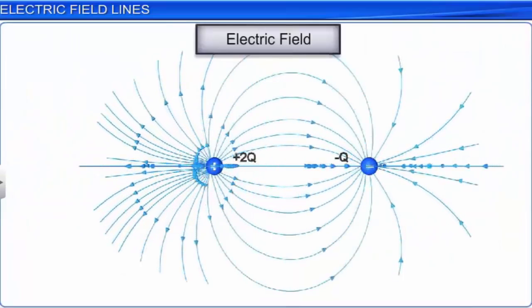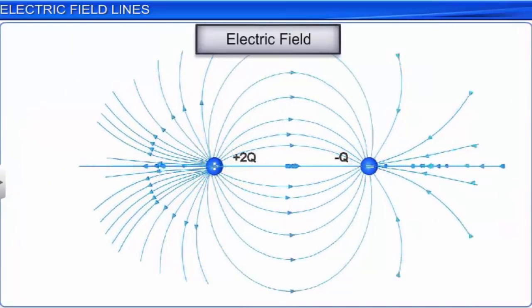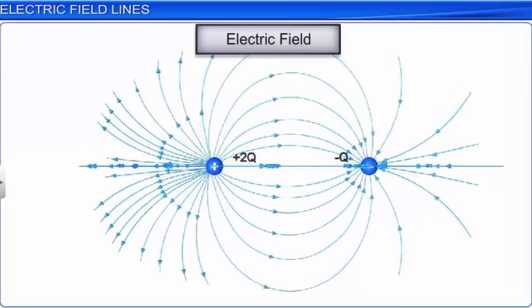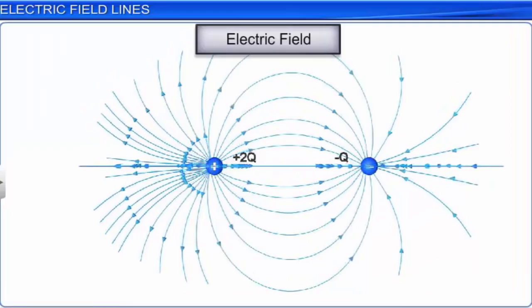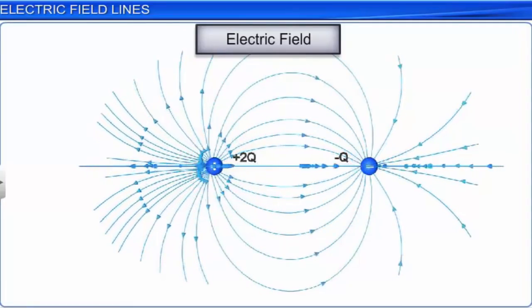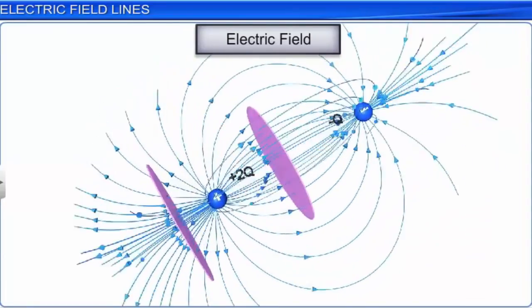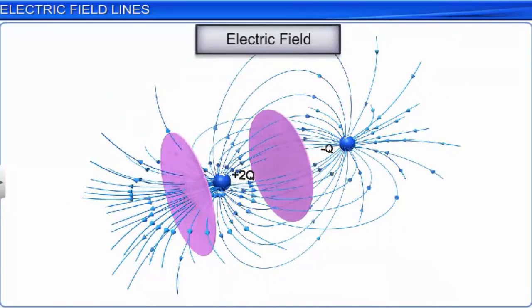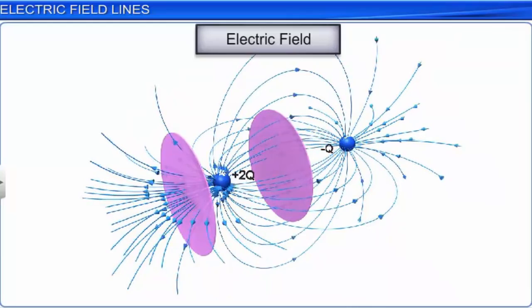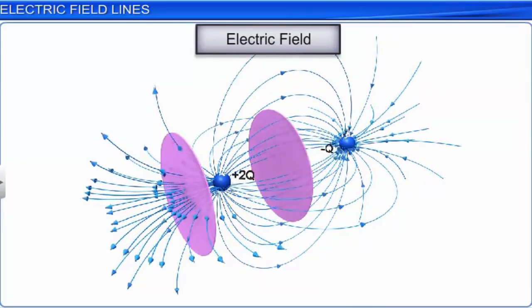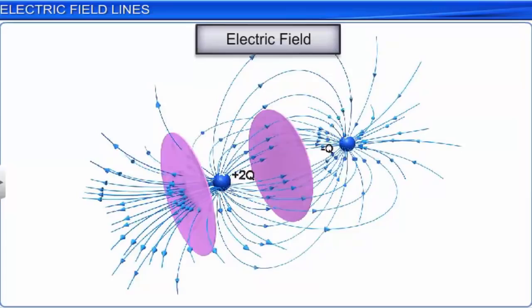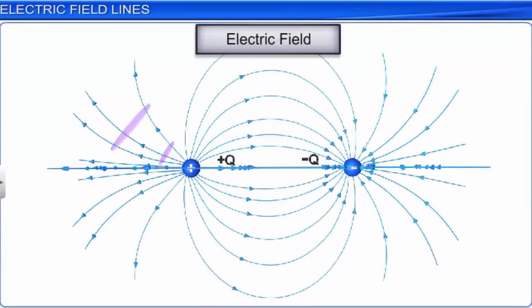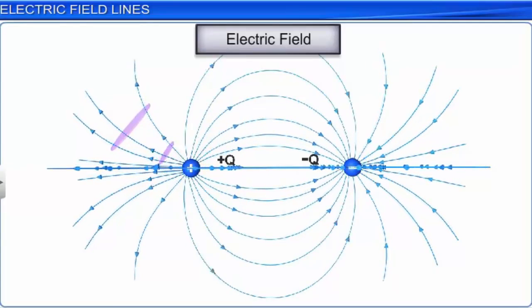The number of electric field lines is proportional to the magnitude of the charge. For a charge configuration of magnitude Q, if the field lines per unit area normal to it are, say, n, then for a charge of magnitude 2Q, the number of field lines passing normal to a unit area is equal to the electric field strength.